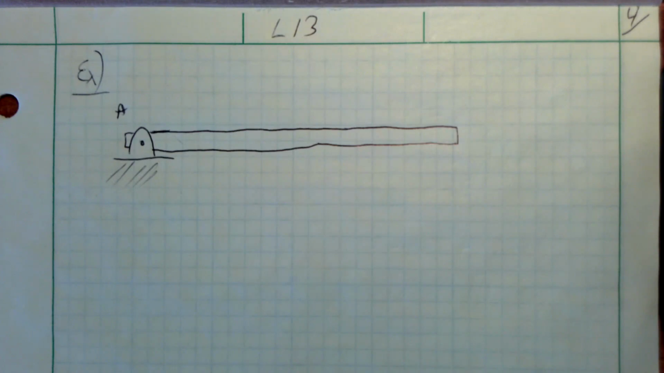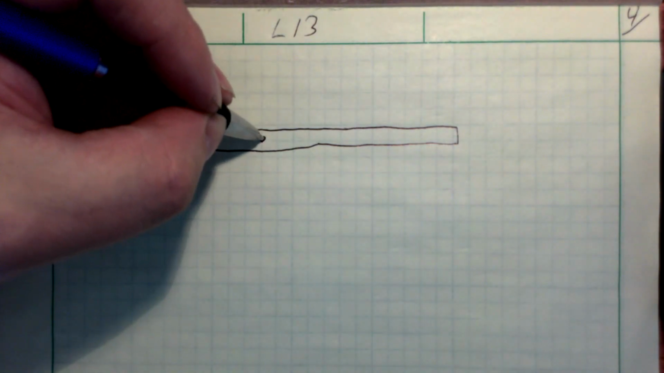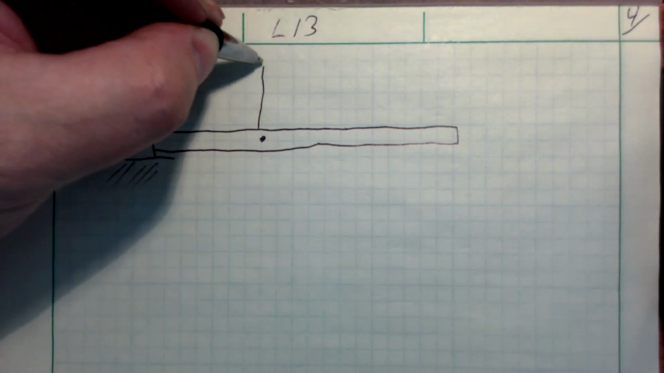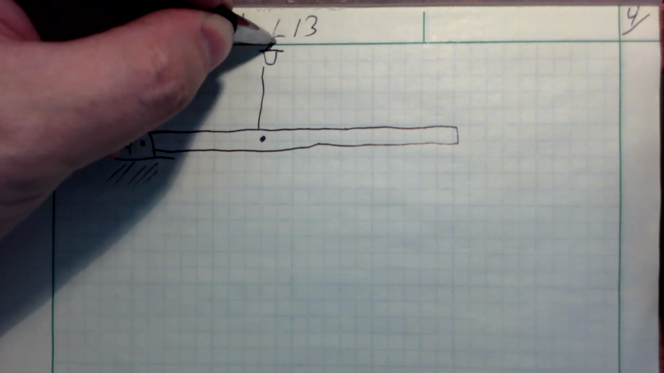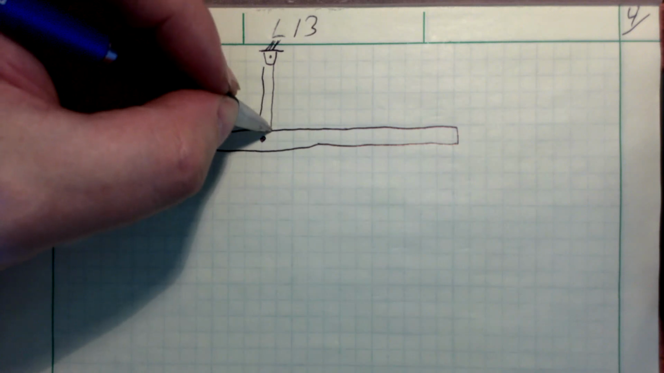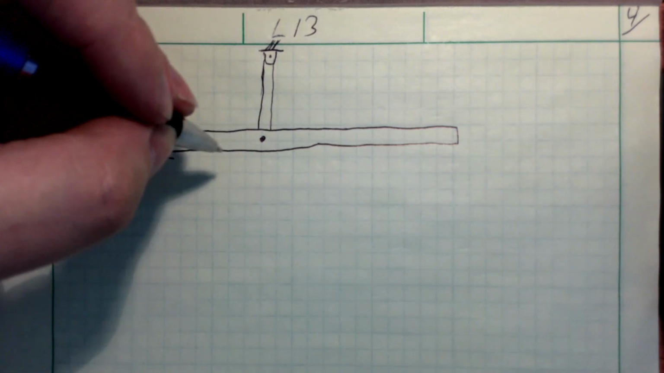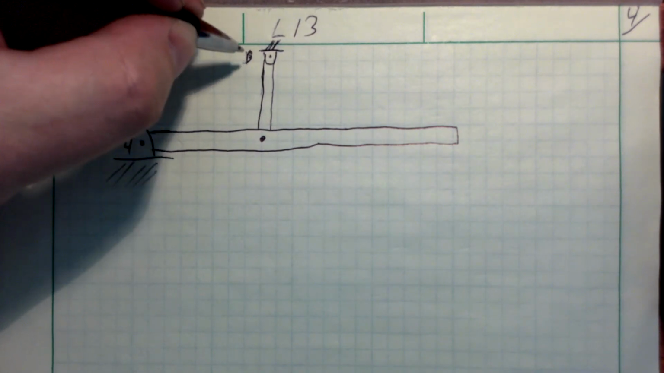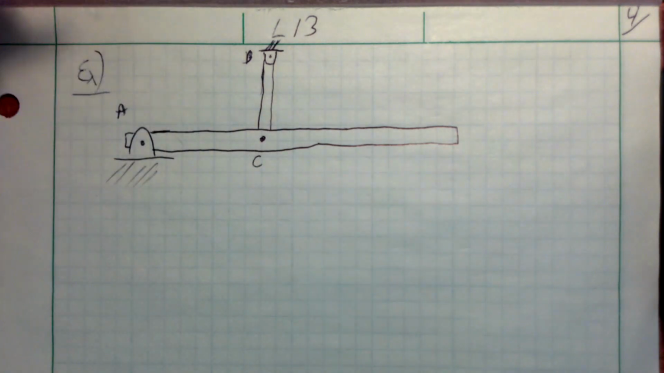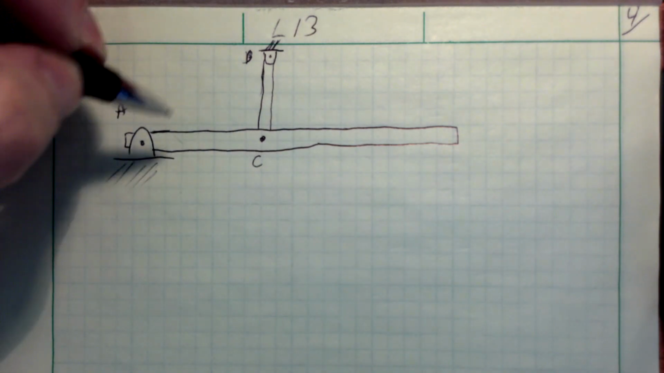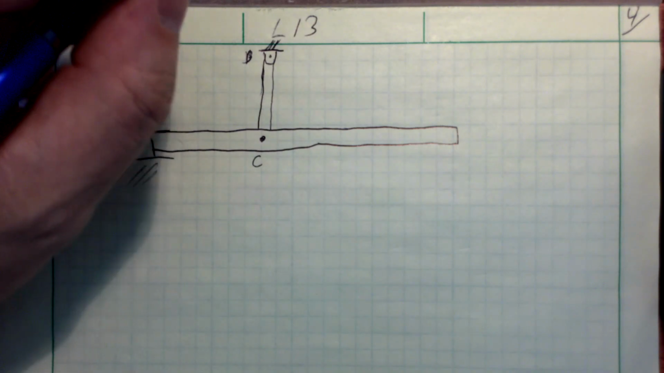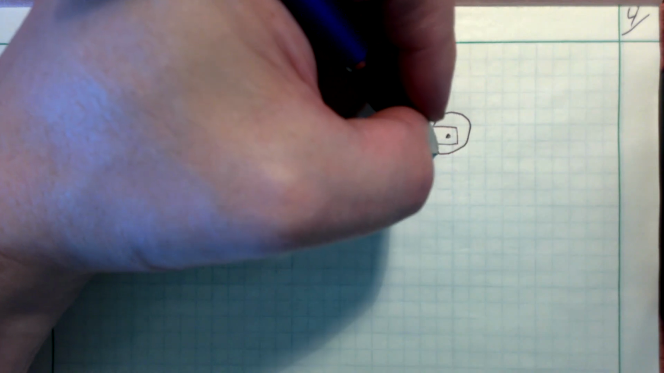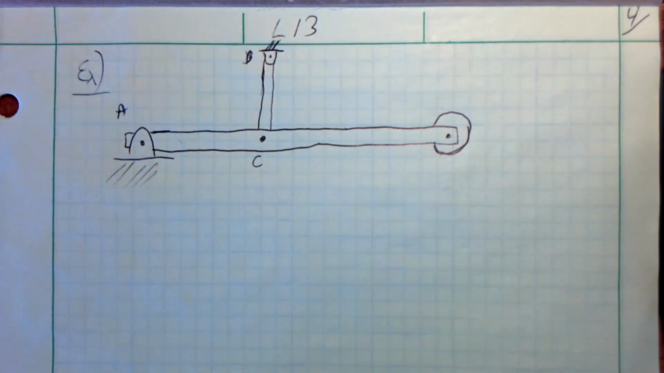And then again, member BC then goes straight up and attaches to a pin up here. So it's a vertical member. So B being this pin up at the top, C being this pin right in the middle of this member, starting with A on the left. And then over here, I've got another pin, and on this end, I've got a pulley. So we might draw it similar to how I would normally draw a roller, but it's actually just a pulley, meaning it's just a wheel out there, kind of like a roller.